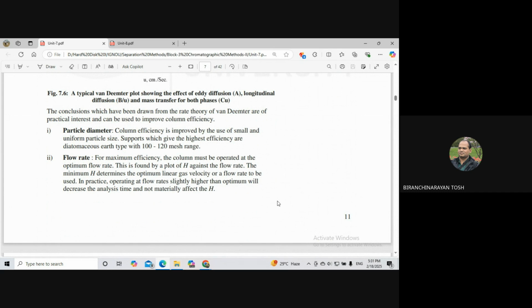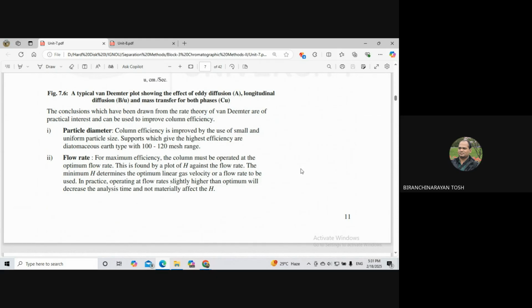Now, the conclusions which have been drawn from the rate theory, that one is the particle diameter. So the column efficiency is improved by the use of small and uniform particle size. Supports which give the highest efficiency are diatomaceous earth type with 100 to 120 mesh range.